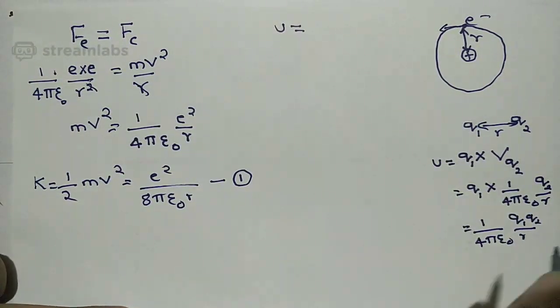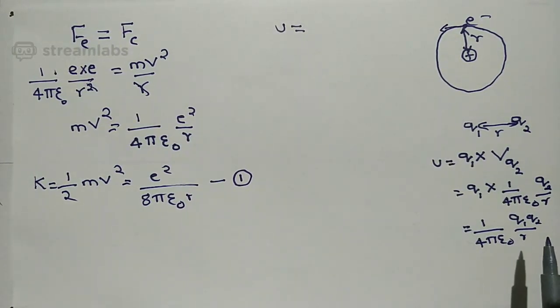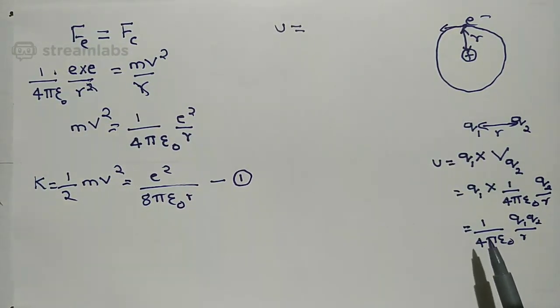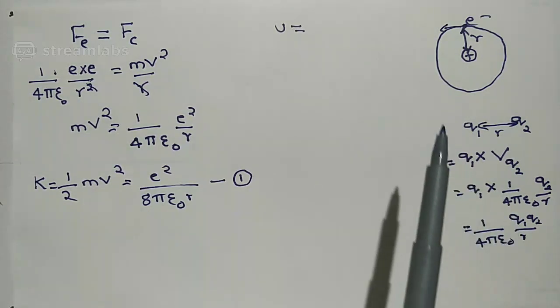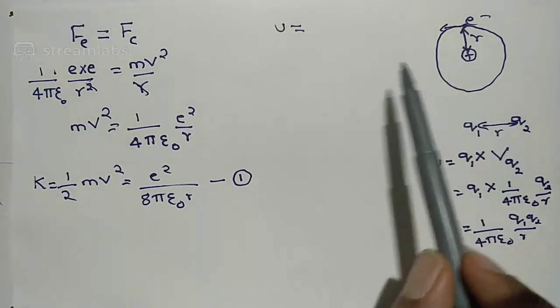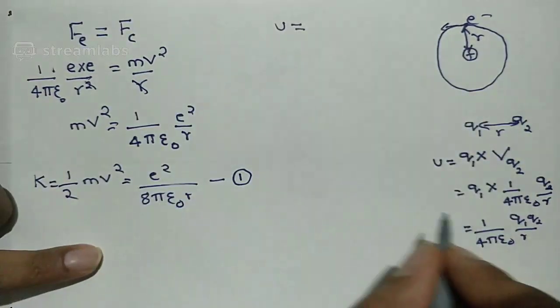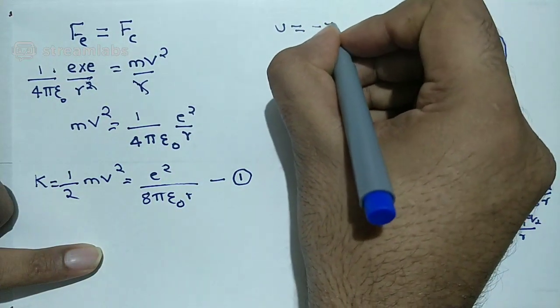This formula only I wrote a few minutes before directly. And there I told you all the conditions. What is the meaning of negative potential energy? What is the meaning of positive potential energy? So now come to the electron-nucleus system. Now here the magnitude q1 is minus e.